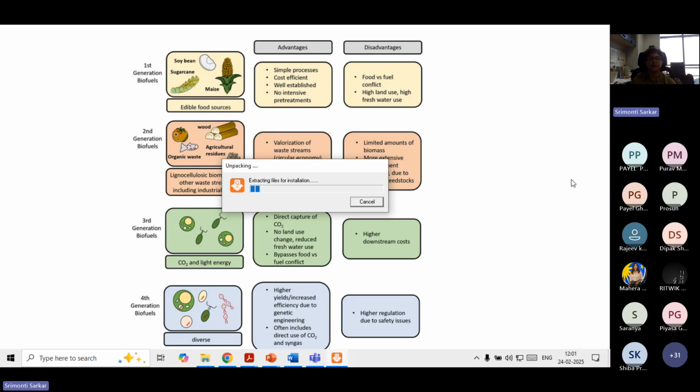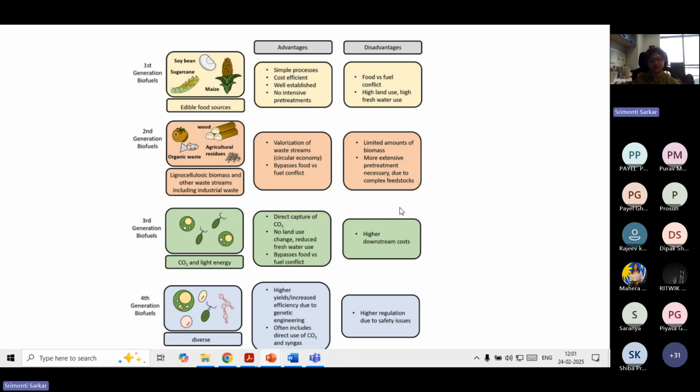I'm sorry, is there an extra window that's interfering with the presentation, or you don't see it? Yes, ma'am. There is an extra window unpacking. Okay, now it's gone. Yeah, it's fine. Sorry, that happens with my computer sometimes.